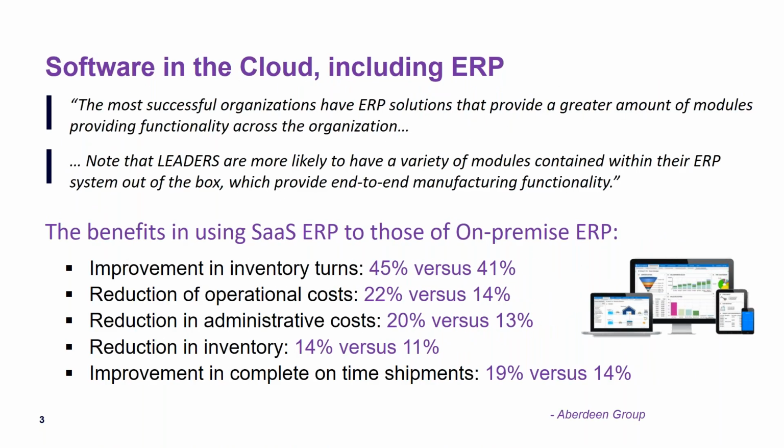So software in the cloud, the Aberdeen group has done a lot of studies on this, but the benefits of using SaaS versus on-prem, you get a lot of improvements in inventory turns, operational costs, and administrative costs, reduction of inventory, and this is more on the supply chain side, which Savant software definitely helps with within the distribution piece.